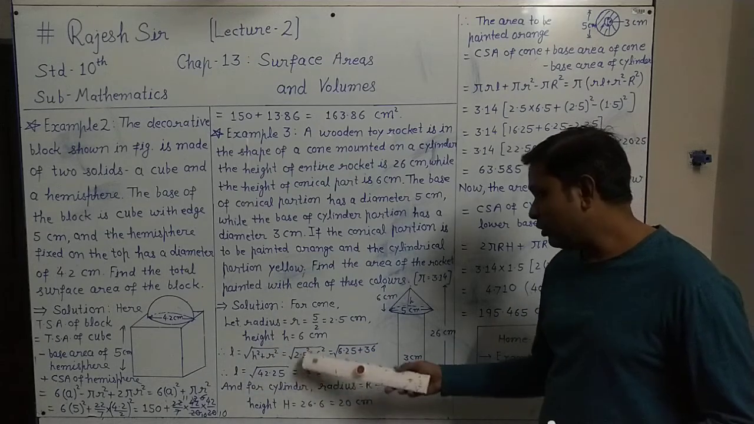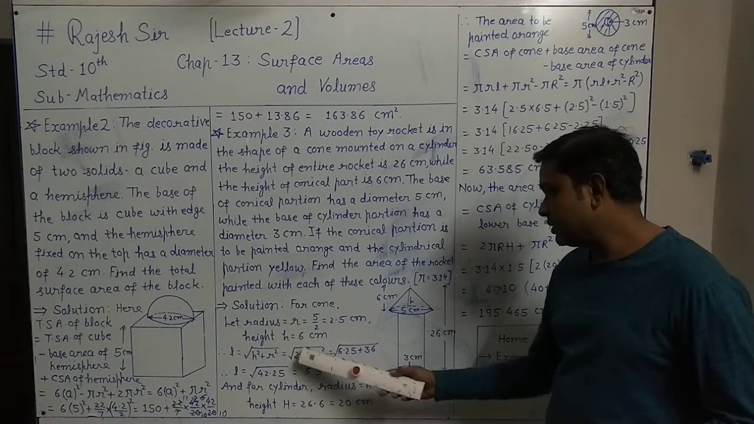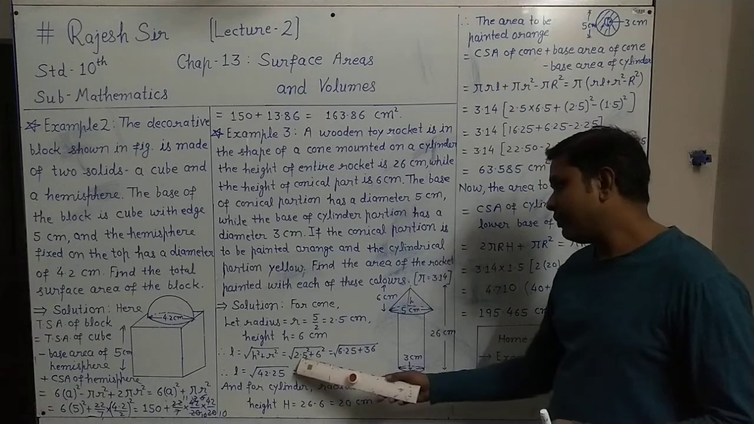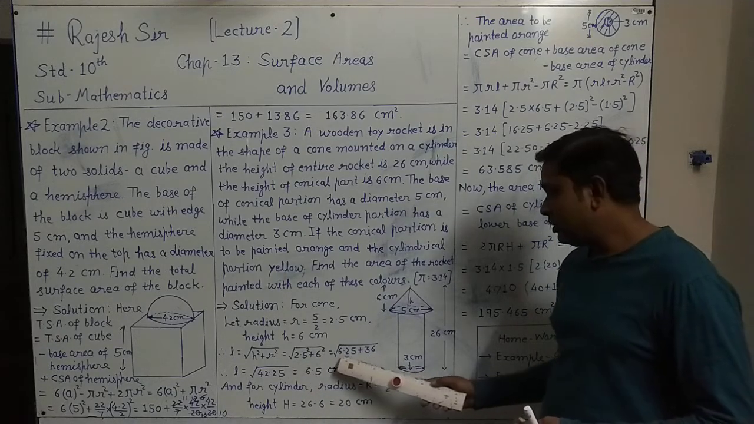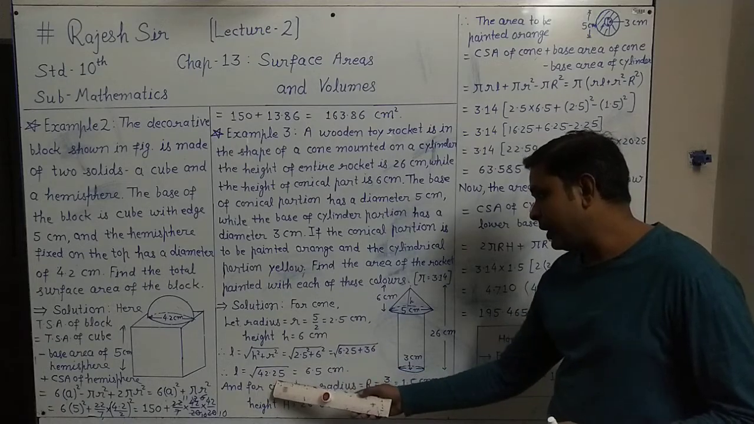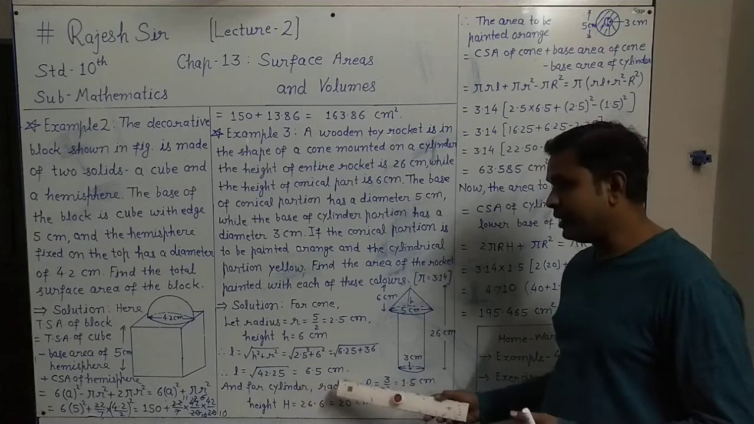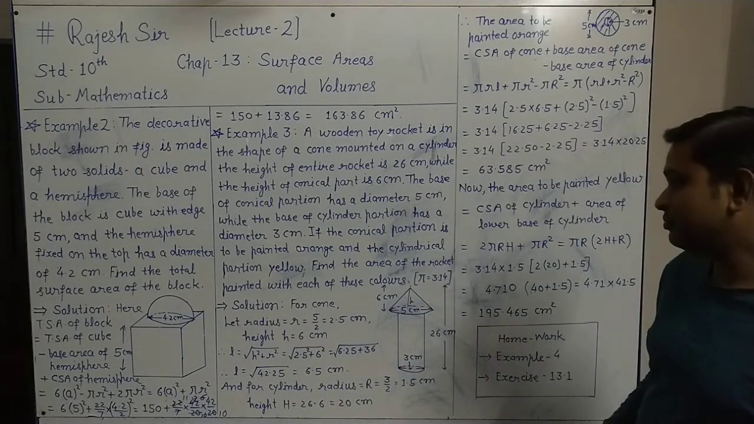Place the values: root of h is 6 square plus r is 2.5 square. 2.5 square is 6.25 plus 6 square is 36. The sum of these two will be 42.25 in root, and root of 42.25 is 6.5 centimeters. So this is the slant height we get for the cone part.